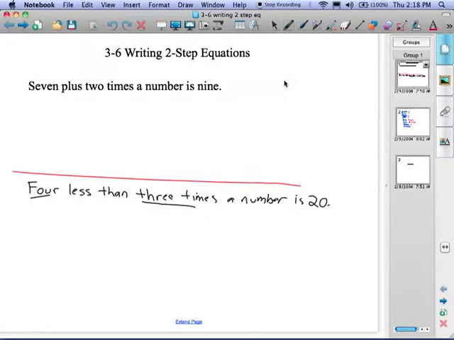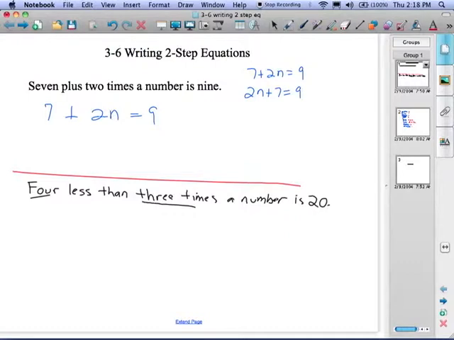So the first one, our example is 7 plus 2 times a number is 9. In most cases, you can write things in the exact order things show up. 7 plus 2 times a number is 9. 7 plus 2n equals 9. We can rewrite that as 2n plus 7 equals 9. And then we're going to solve for the variable n.